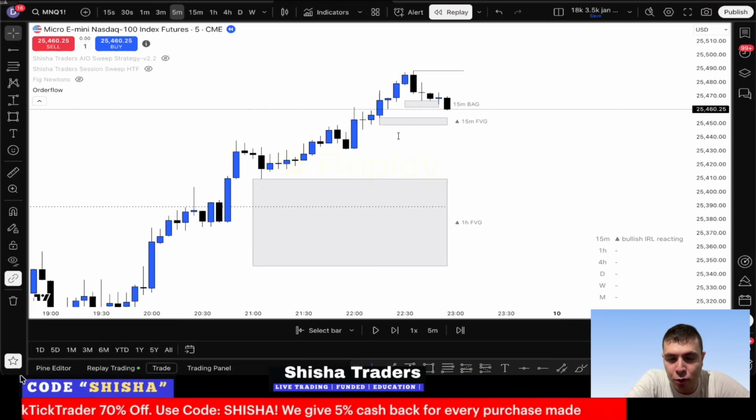So here, order flow is based on fractals. You guys can have a read at this. It's very clear, crystal clear. And here you can see that the 15 minutes starts to close below, and it starts to say bullish IRL failing. It's starting to fail.